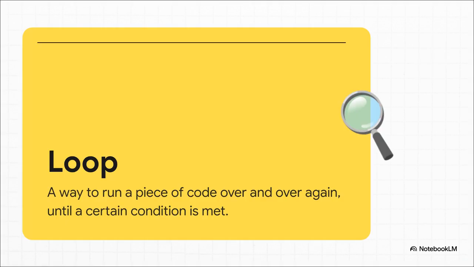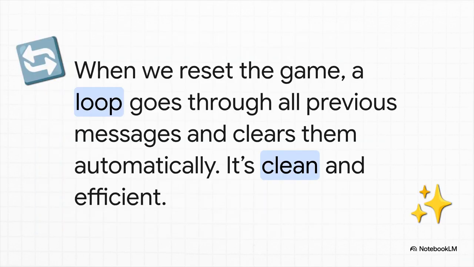One last powerful tool for our game is the loop. Loops are automation superstars. They let you perform a task over and over and over again, like, say, cleaning up 10 different messages on the screen without having to write the same line of code 10 times. And this is absolutely perfect for when we need to reset our game. See, to start a new round, we need to clear out all those old too high or too low messages. Instead of removing them one by one, a loop just cycles through and clears them all out automatically. It's clean, it's simple, and it's incredibly efficient.